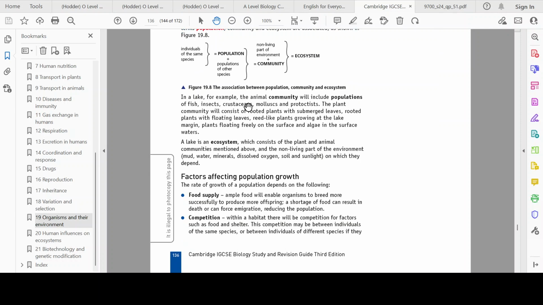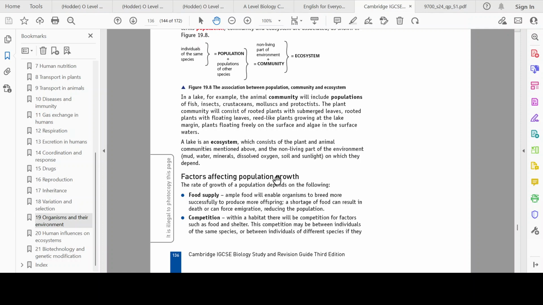In a lake, for example, the animal community will include all the fish, insects, crustaceans, mollusks, and protoctists. The plant community will include the rooted plants with submerged leaves, the rooted plants with floating leaves, reed-like plants that start in the water and grow out of the water, plants floating freely on the surface, and algae in the surface waters. The ecosystem is all of this plus the non-living part, which is the mud, the water, the minerals, the dissolved oxygen, the soil, and the sunlight.